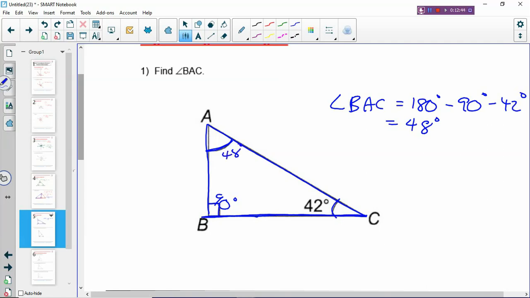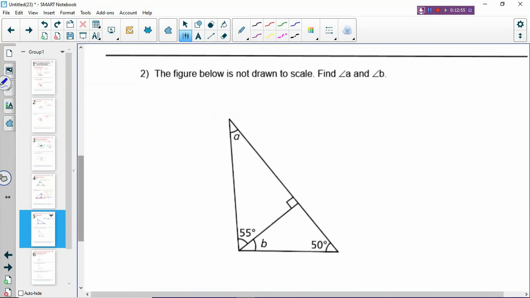So remember to look for the corners. Look for the corners of the triangle. That is where you have the angles that will add together to become 180 degrees. Okay, let's go to another example.